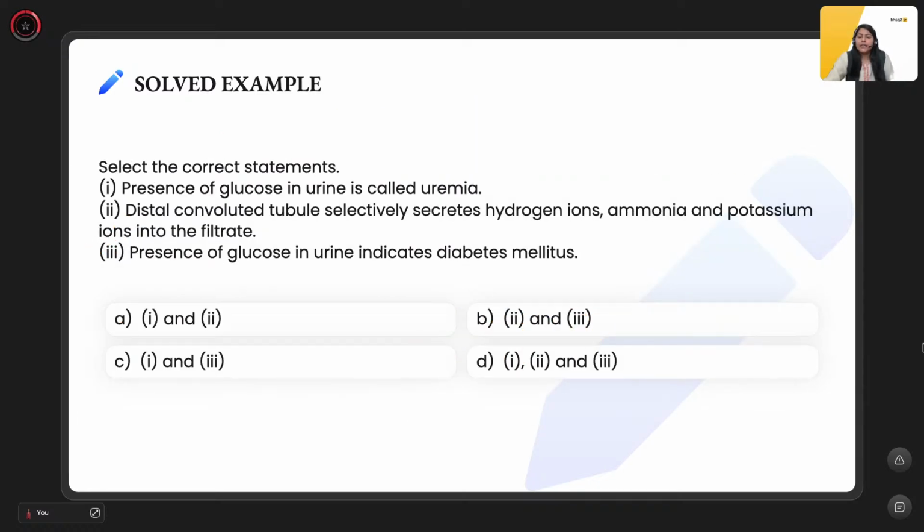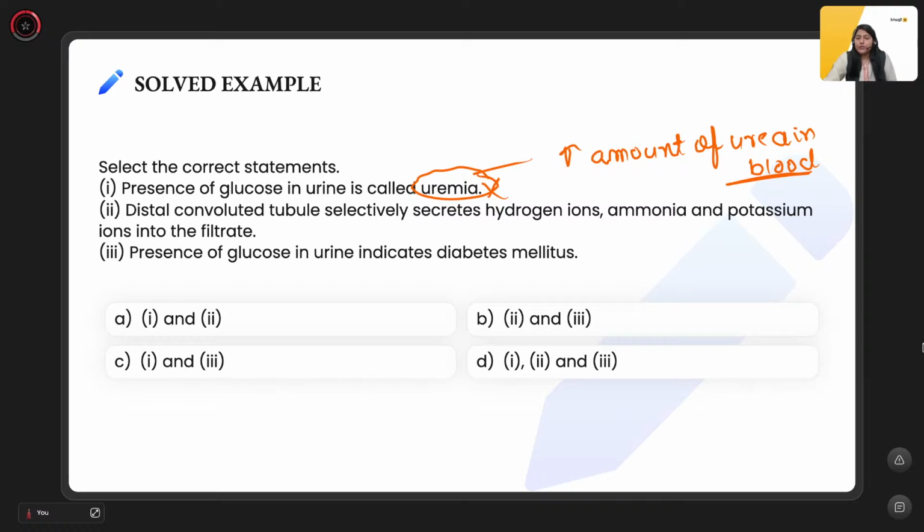Select the correct statements. Presence of glucose in urine is called uremia. This is wrong. The presence of glucose in urine is called glycosuria. And what is uremia? Uremia is the increased amount of urea in blood, amounting to kidney failure. Uremia is a very, very dangerous condition which needs to be addressed immediately.